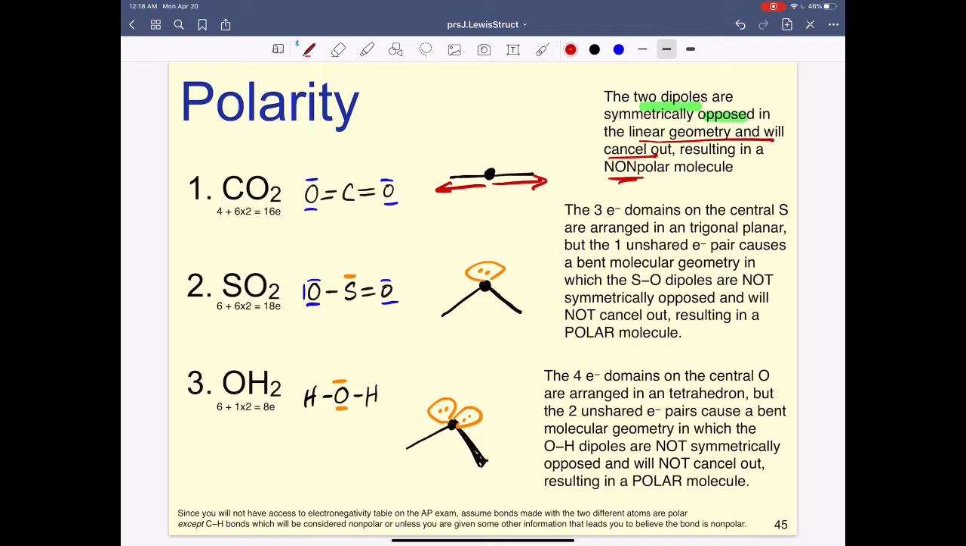resulting in a nonpolar molecule. With sulfur dioxide, if you can draw a Lewis structure, you'll see that there are three electron domains on the central atom. These three domains will be arranged in a trigonal planar geometry, but the one unshared pair will cause a bent molecule. This will result in the two dipoles not symmetrically opposed and will not cancel out, resulting in a polar molecule.